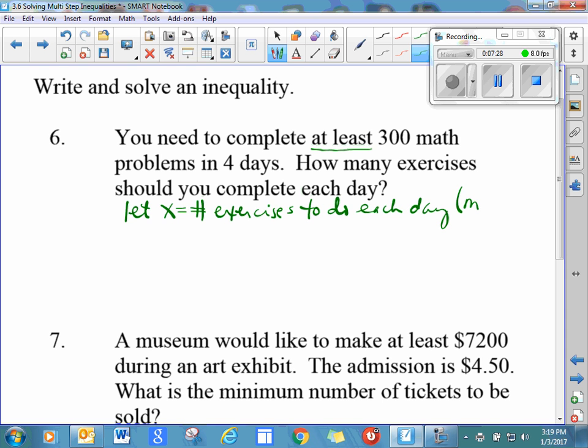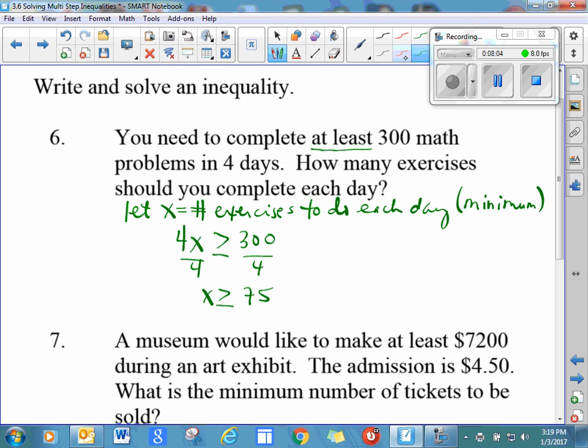Minimum. You can do more, but if you want to keep an even keel and get 300 done in 4 days, you need to complete at least x amount each day. So now we need to write the inequality. So 4 days doing x amount of math problems each day needs to be at least, there's greater than or equal to 300. Divide both sides by 4. No negative signs to worry about. So x needs to be greater than or equal to 75.